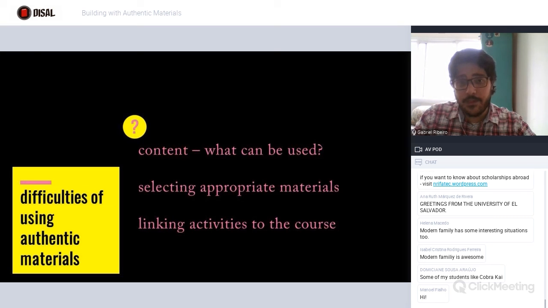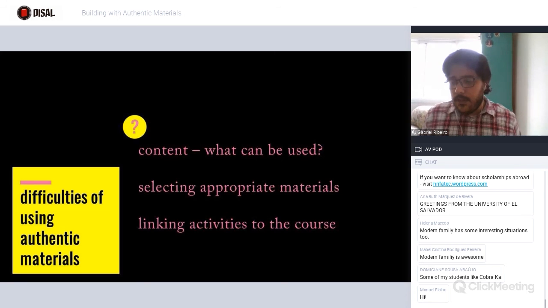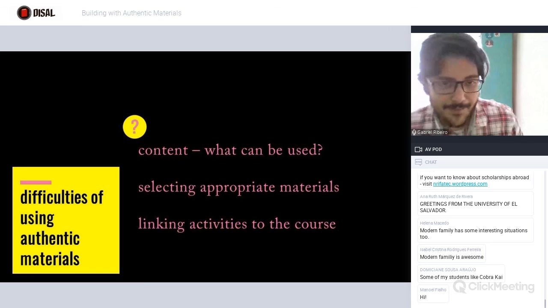Of course, if we're talking about the good things about authentic materials, we have to discuss some things that are difficult. Authentic materials present challenges that are a little bit particular, some challenges that we need to have in mind. And full disclosure, I haven't always been so much in favor of authentic materials, because I'm a very lazy teacher, right?